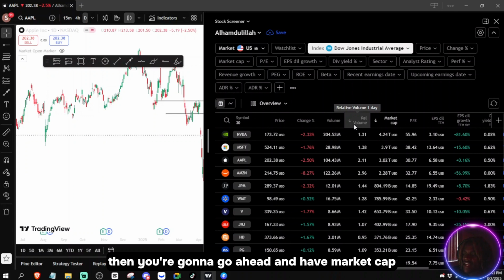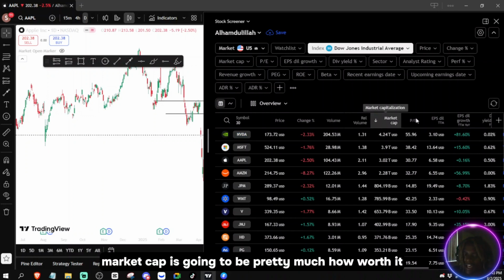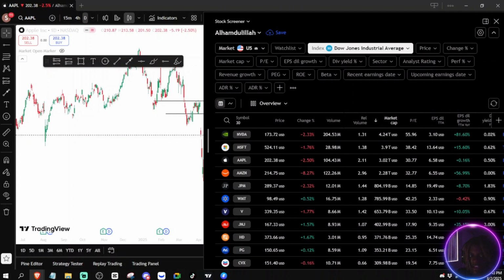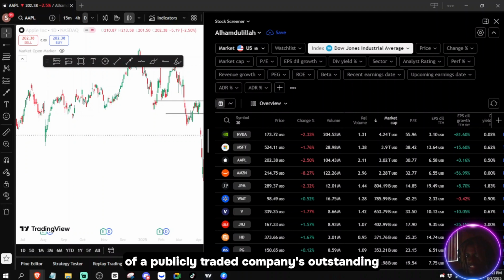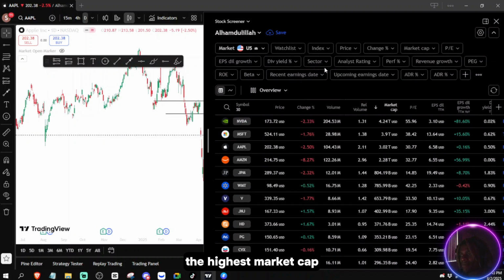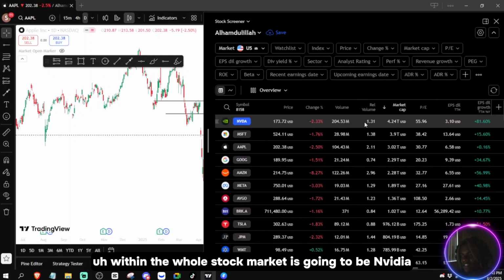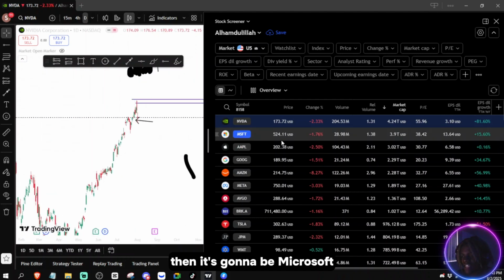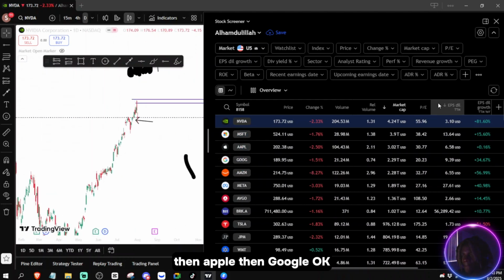Then you're going to have market cap. Market cap is pretty much how much value something has. It's the total value of a publicly traded company's outstanding common shares owned by stockholders. So the higher the market cap, the more valuable it is. The highest market cap within the whole stock market is NVIDIA. It's the most valuable company in the world by market cap. Then it's Microsoft, then Apple, then Google. NVIDIA is running everything with the AI chips and everything like that.